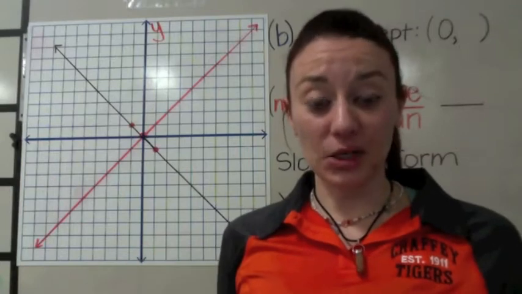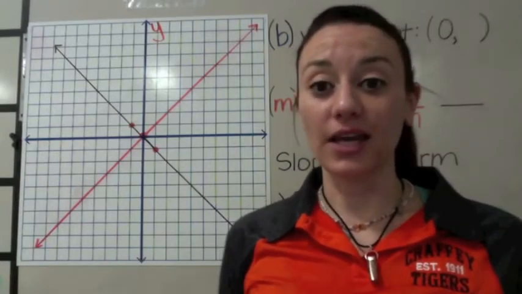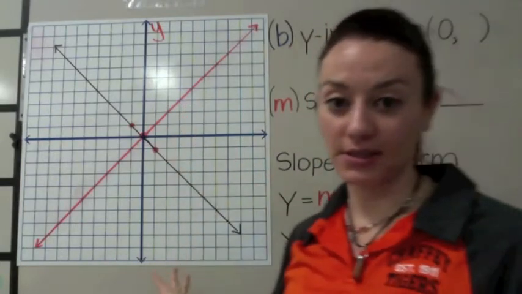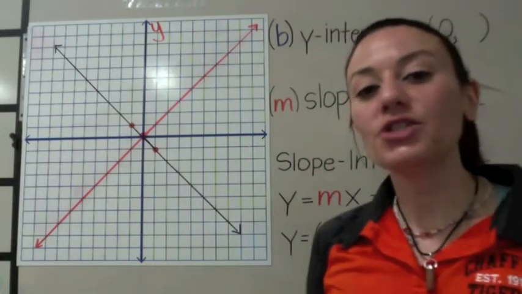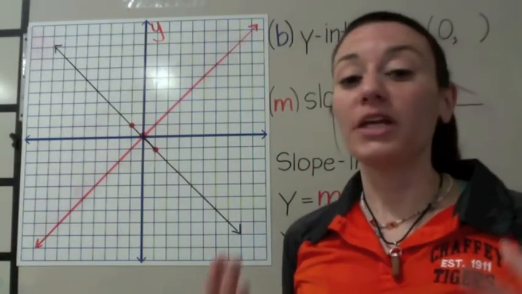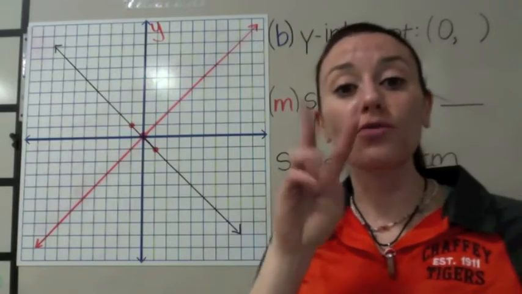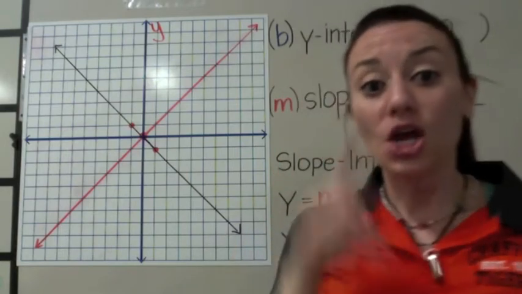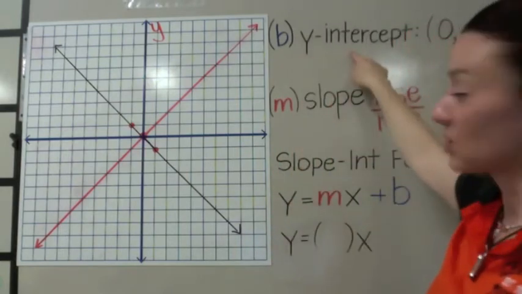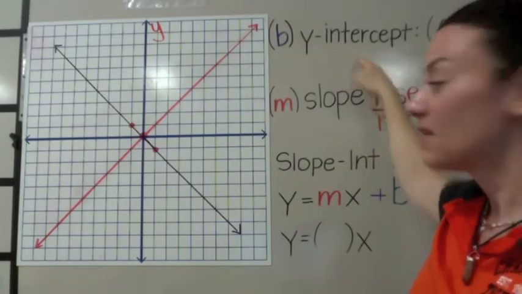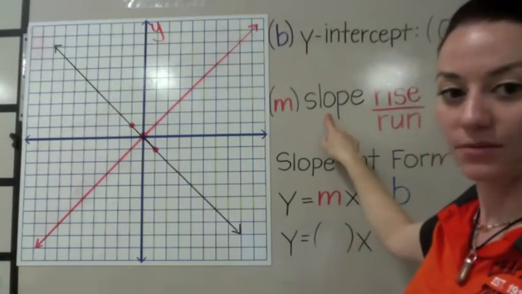Now, before we begin our examples, I would like to take a look at these two lines, okay? How can we describe lines? We can describe lines with two variables or two characteristics. The first one is the y-intercept. It's the what? The y-intercept. The second one is the slope.